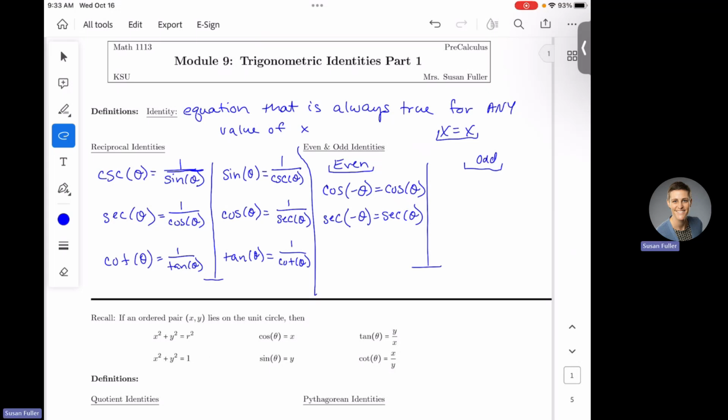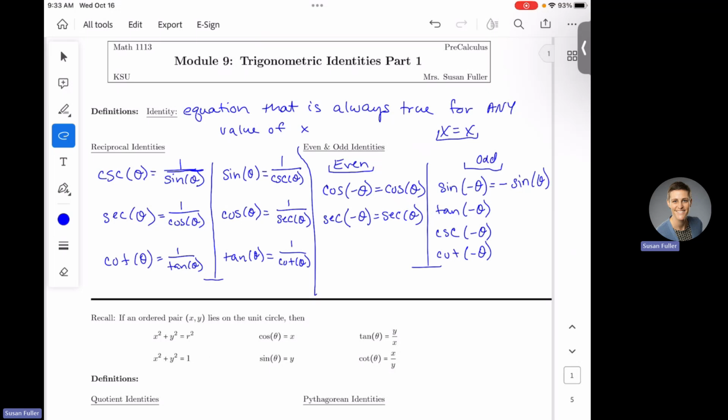Yep, the rest of them. So that means that sine is odd, and tangent is odd, and cosecant is odd, and cotangent is odd. And again, the definition of an odd function says if we put a negative into each of these functions, what happens when you put a negative into an odd function? Yep, it comes out front.